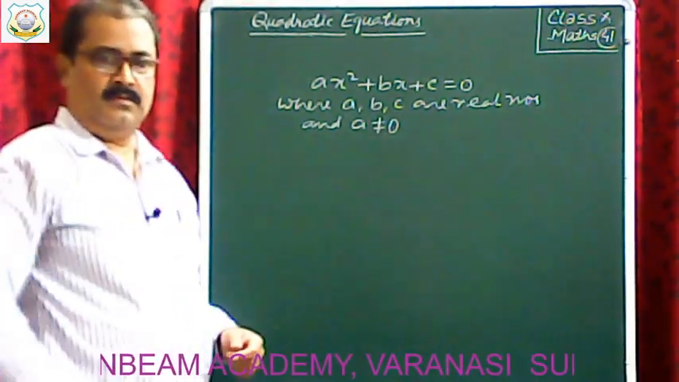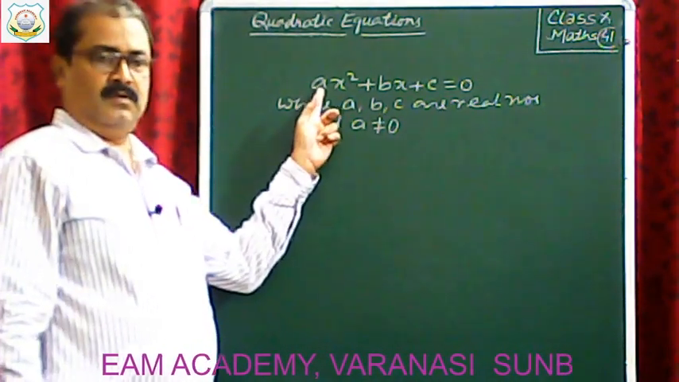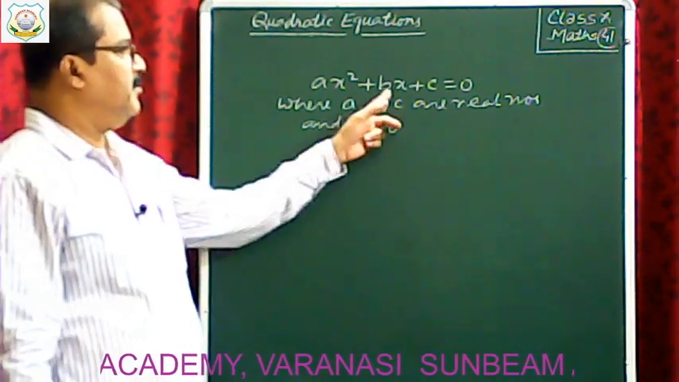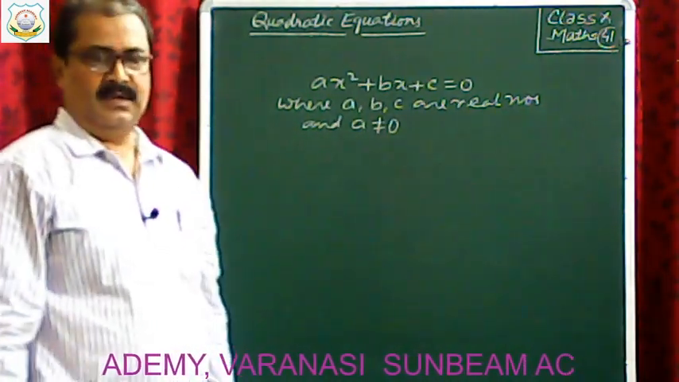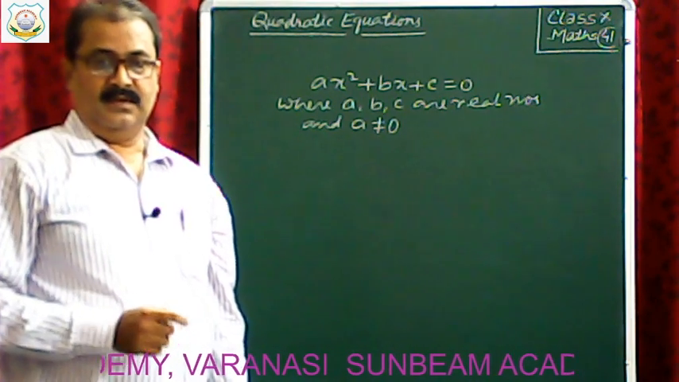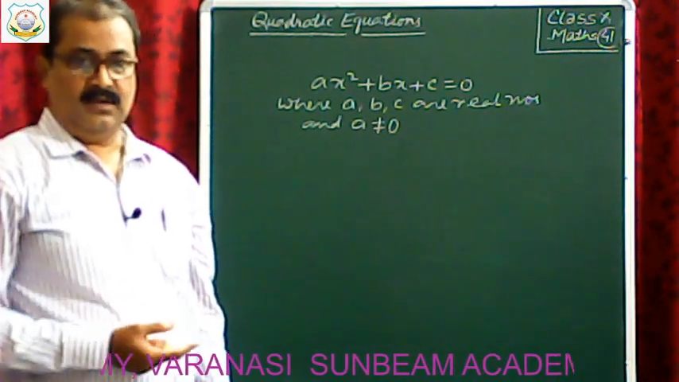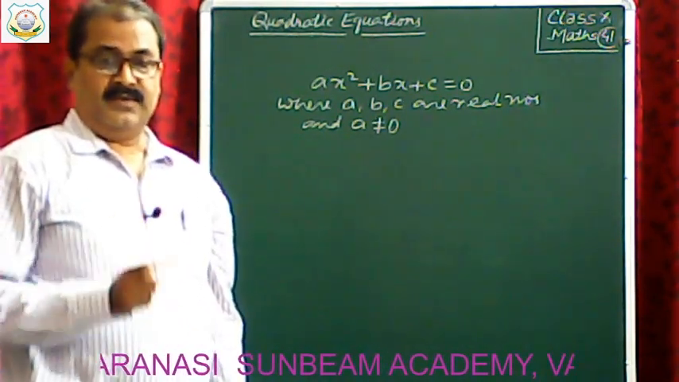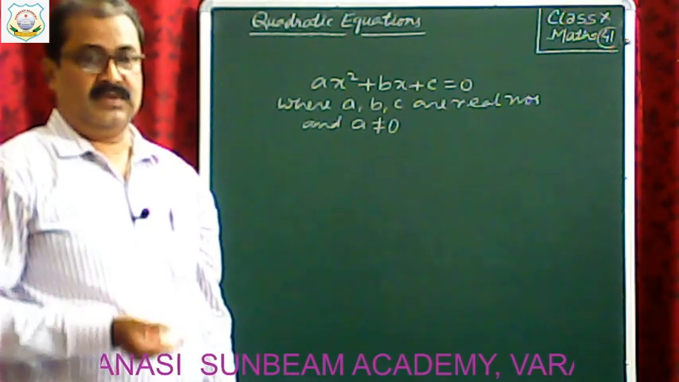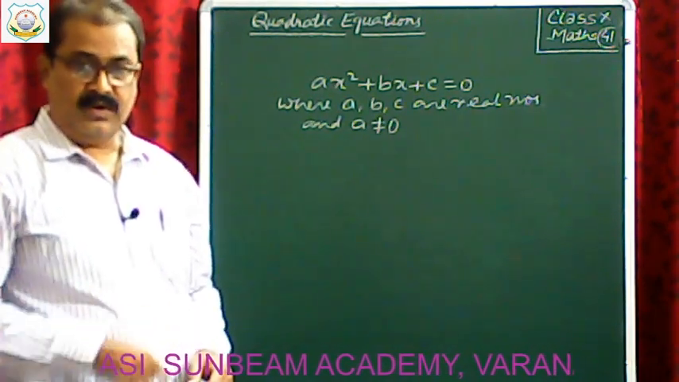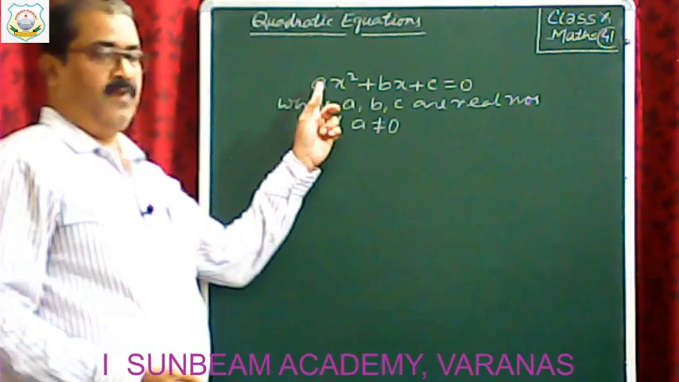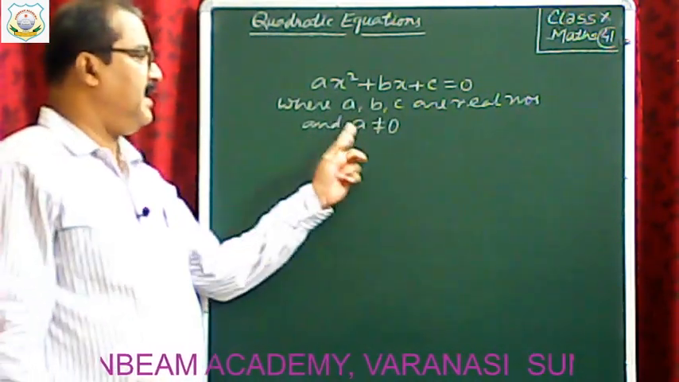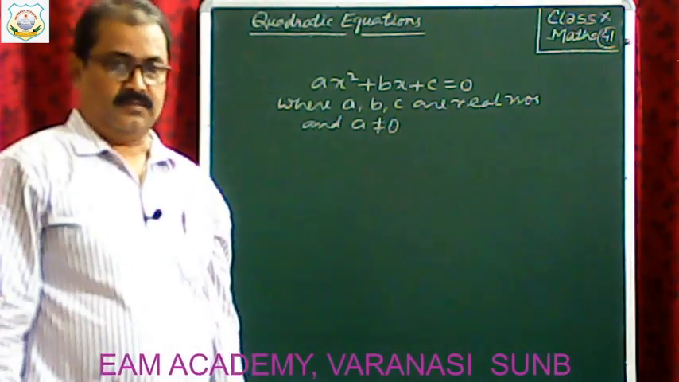Why is a not equal to 0? If a equal to 0, then 0 into x square is 0, then bx plus c is left only. Bx plus c is linear, having degree 1, isn't it? So quadratic means expression having degree 2. Equation means statement of equality. Quadratic equations are always in the form of ax square plus bx plus c equal to 0, where a, b, c are real numbers and a is not equal to 0.